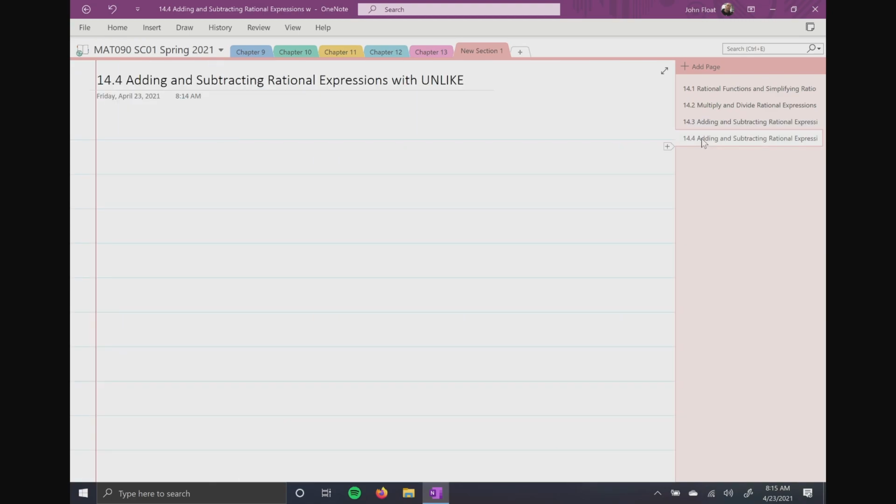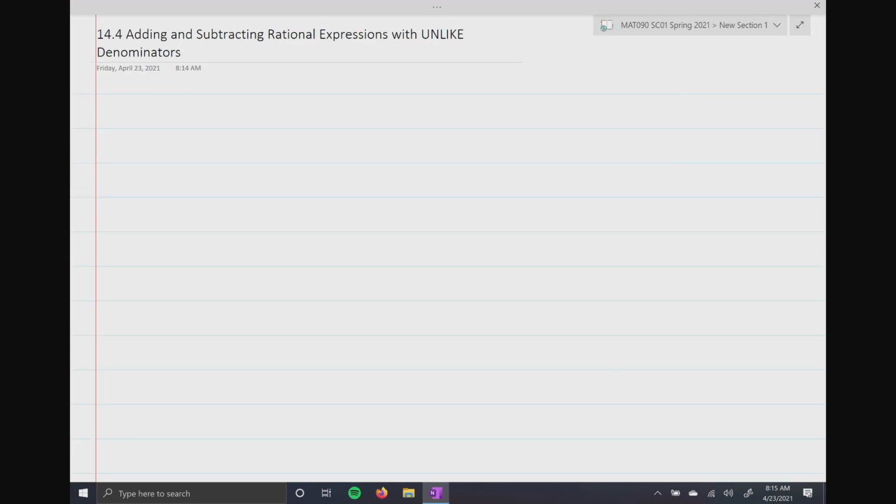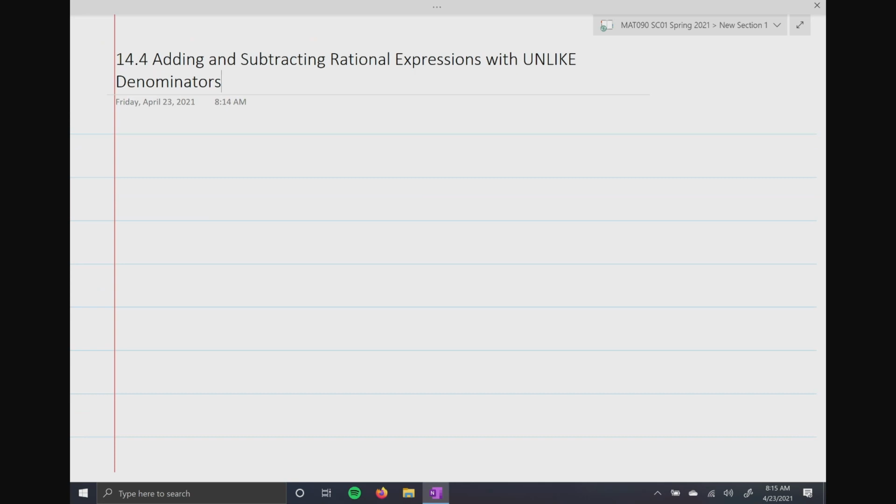All right, so 14.4 is adding and subtracting rational expressions with unlike denominators. A long time ago, in a galaxy far, far away, you were asked to do a problem like this.